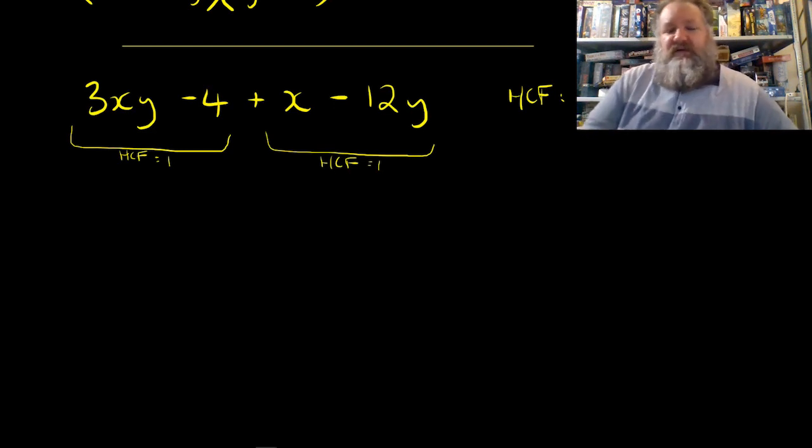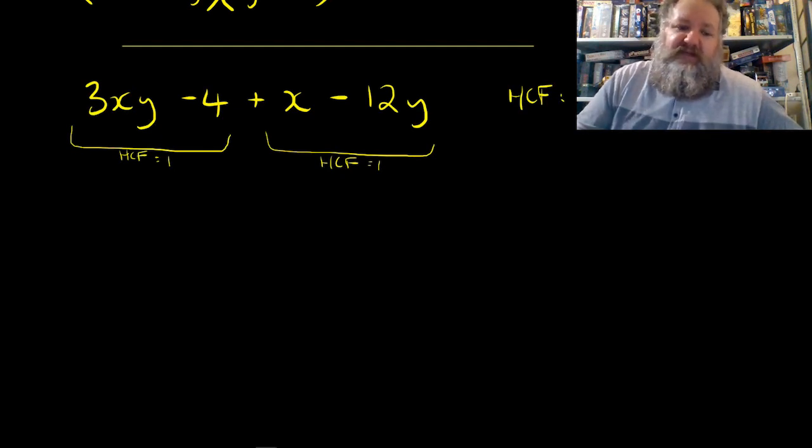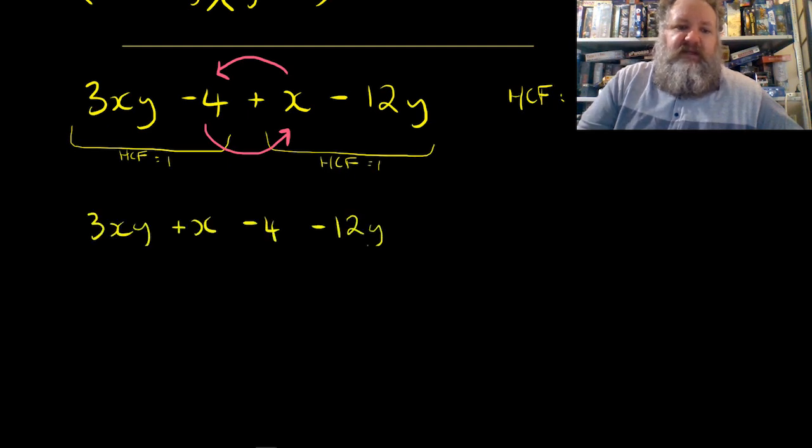What we can do, because addition is commutative, is shift things around a little bit so long as we keep the signs the same. So what I'm going to do here is swap my middle terms. I'm going to swap my -4 and my plus x. Let me rewrite that. It will be 3xy plus x, -4, -12y. I'm going to try again.